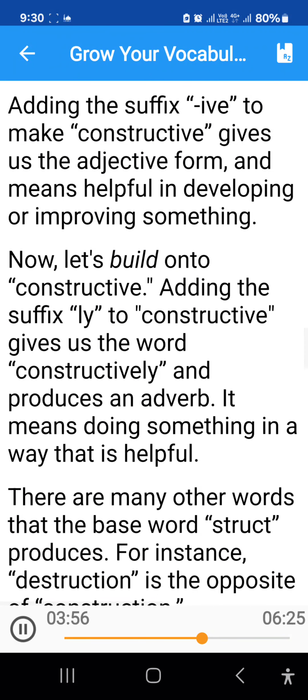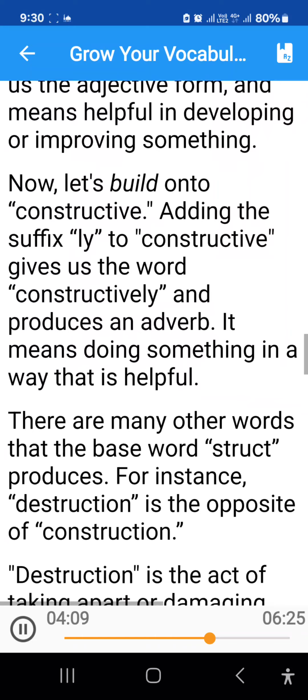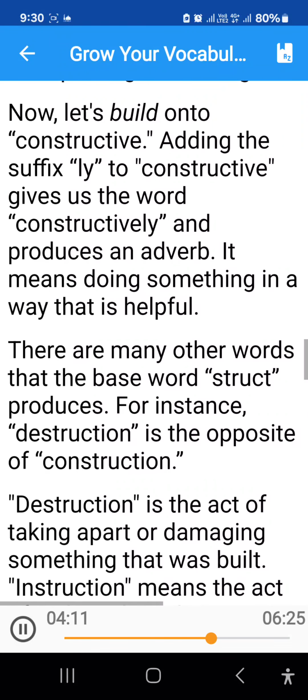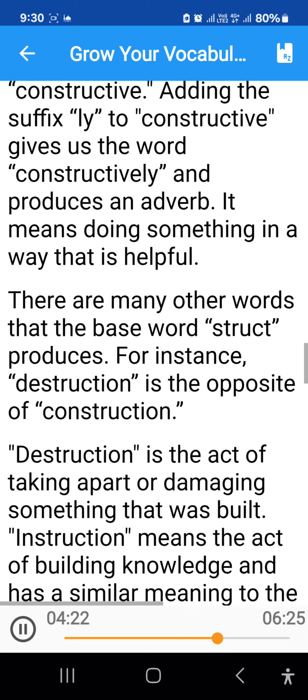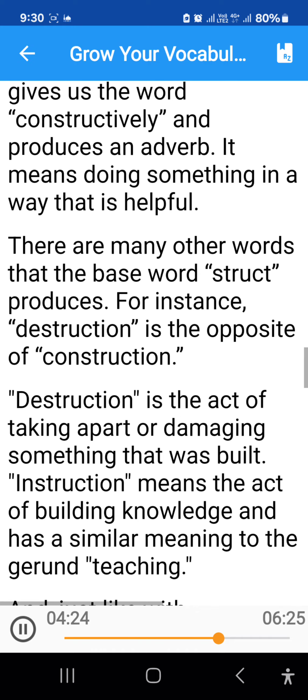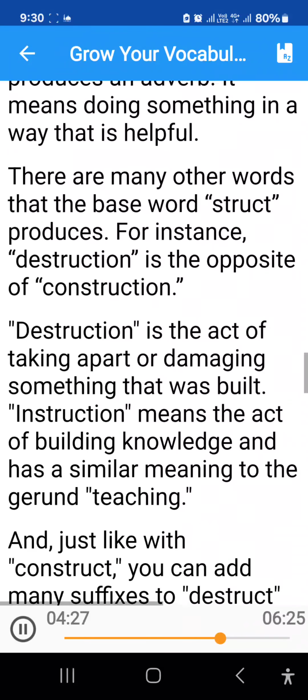Adding the suffix ive to make constructive gives us the adjective form and means helpful in developing or improving something. Now let's build onto constructive. Adding the suffix ly to constructive gives us the word constructively and produces an adverb. It means doing something in a way that is helpful.